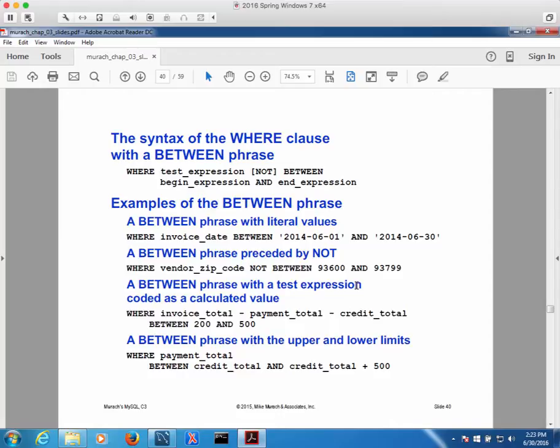Between. So if we want it to be between literal values, like invoice date between one date and the other date, that's how we say that. Or we could say not between. We could have a between phrase with a test expression coded as a calculated value. We could have a between phrase with upper and lower limits. There's all kinds of possibilities.